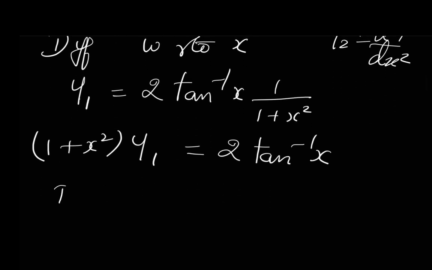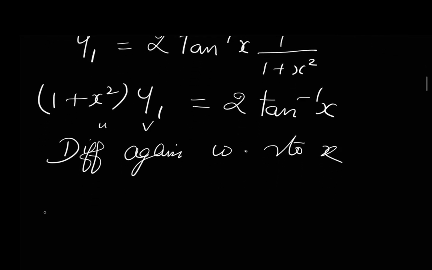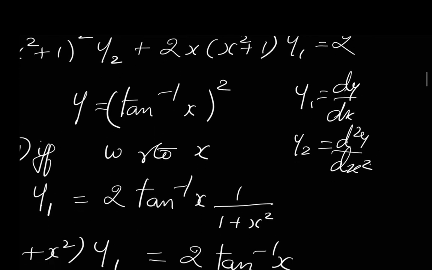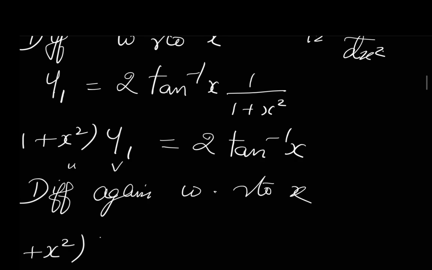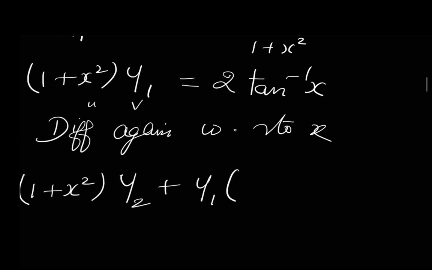We need to find y2 also. Differentiate again with respect to x. Apply the UV method. So, keep 1 plus x squared constant. Differentiate y1. So, dy by dx, if we differentiate again, you will get d squared y by dx squared, that is your y2. Plus y1 into, constant 1 is constant 0, x squared gives 2x, is equal to the right side, tan inverse x, so 1 by 1 plus x squared.